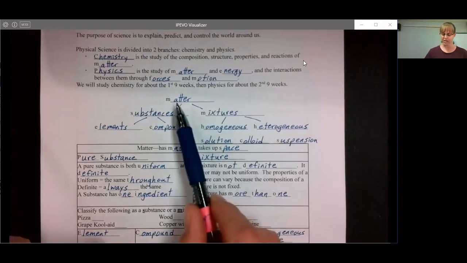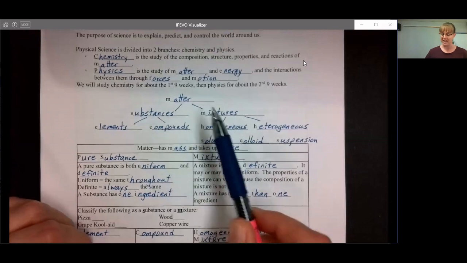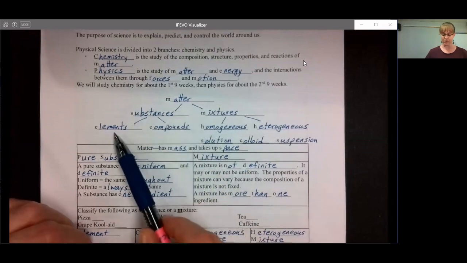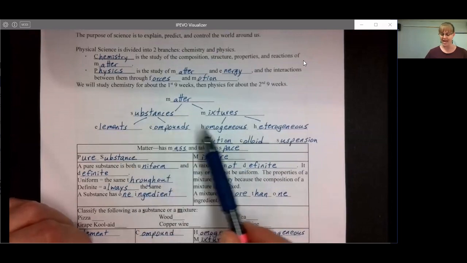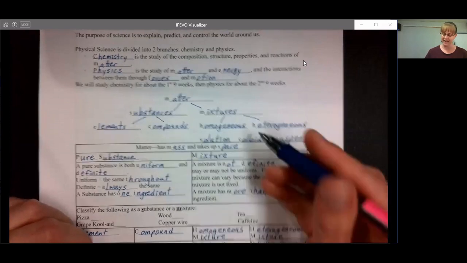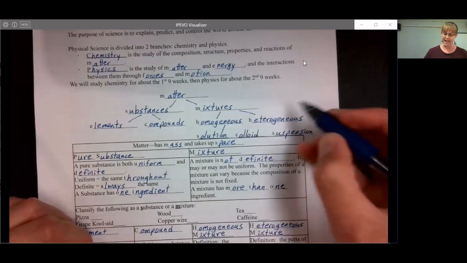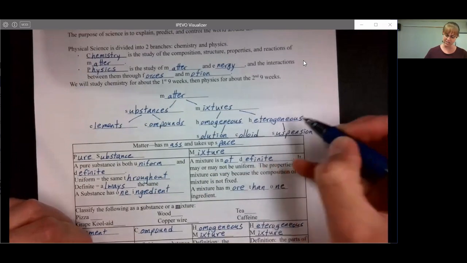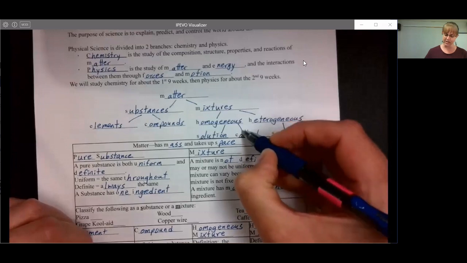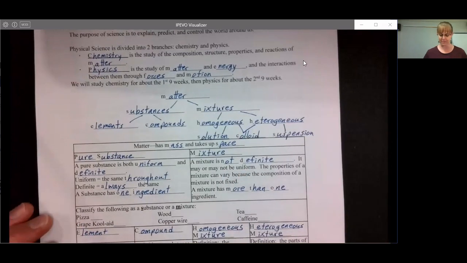So matter can be either a substance or a mixture. If it's a pure substance, it's either an element or a compound. And if it's a mixture, it's either homogeneous or heterogeneous. Then finally, a homogeneous mixture is a solution. A heterogeneous mixture is a suspension. And if it's kind of halfway in between, it's a colloid. We'll talk about those in a little bit.